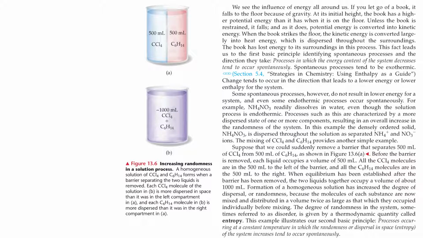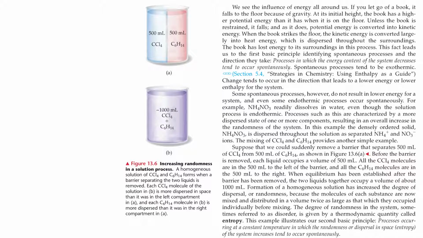When equilibrium has been established after the barrier is removed, the two liquids together occupy a volume that's about 1,000 milliliters. Formation of a homogeneous solution has increased the degree of dispersal or randomness because the molecules of each substance are now mixed and distributed in a volume twice as large as that which they occupied individually before mixing. The degree of randomness in the system, sometimes referred to as disorder, is given by a thermodynamic quantity called entropy. This example illustrates our second basic principle.